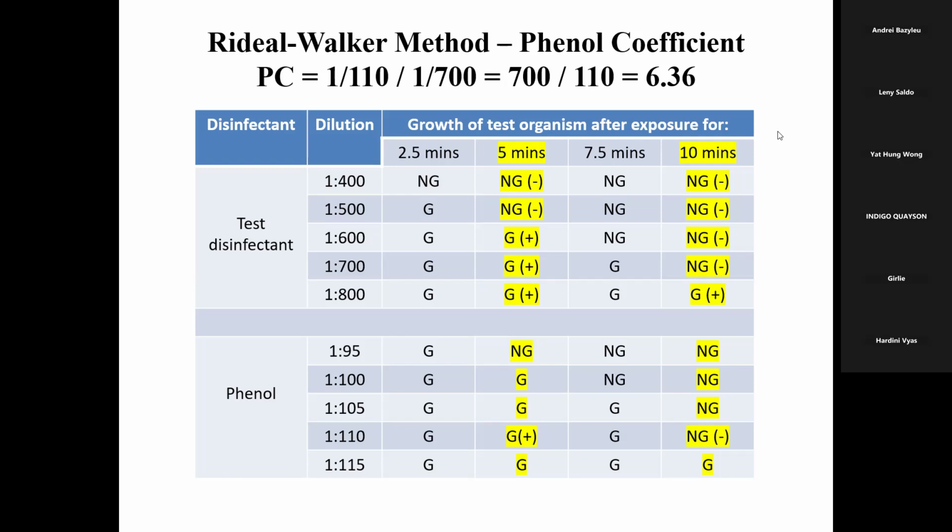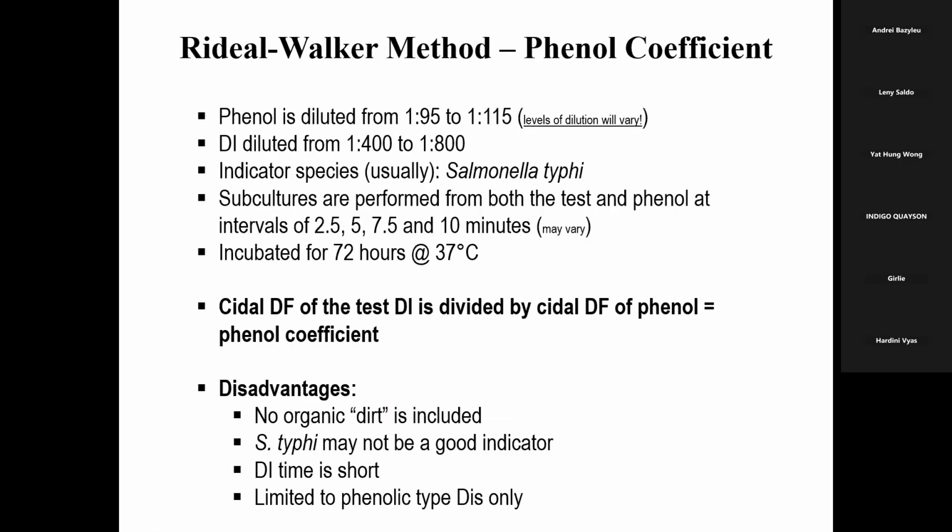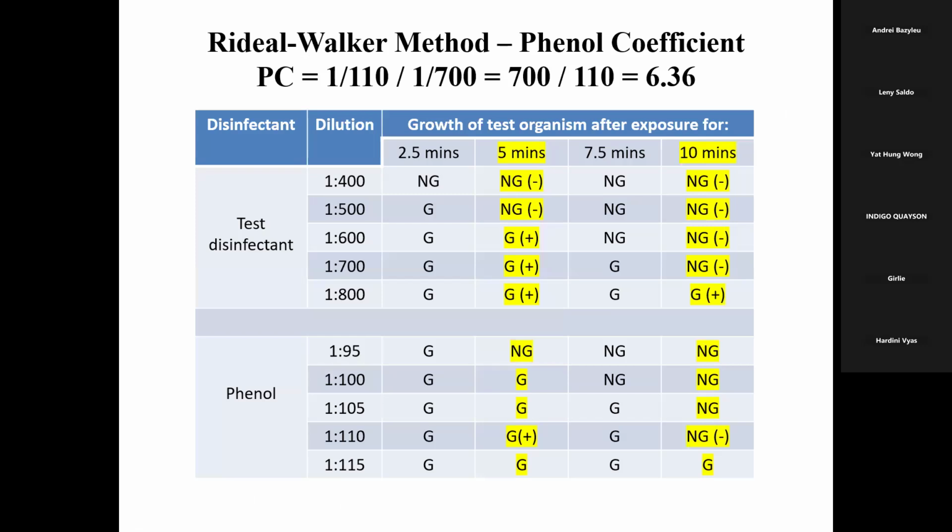You don't know the percentage kill as we discussed it. Remember, I was explaining this stuff before the test, like these calculations for the percentage kill, the log 10 reduction, the log killing. You don't have any of that information because that's not what the phenol coefficient is supposed to tell you. So you don't care for that. The only piece of information you collect is how much more efficient your test disinfectant is with respect to phenol. That's it.